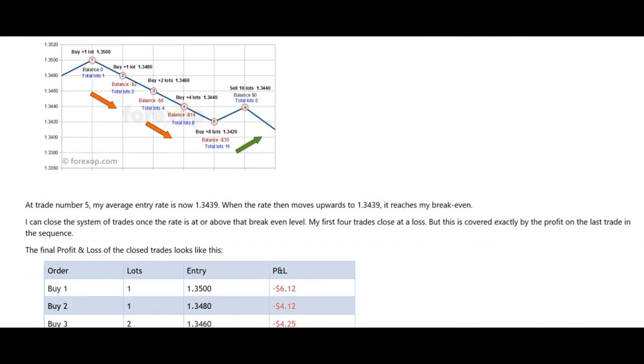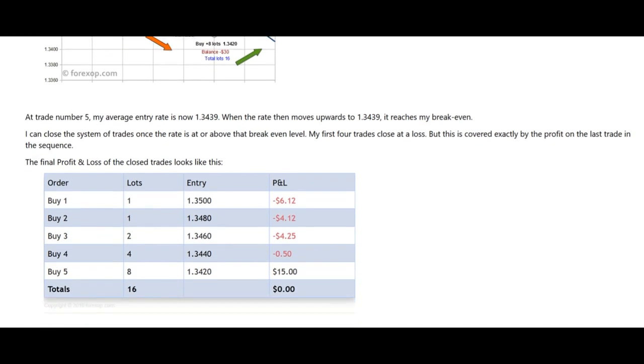So at trade number 5, my average entry rate is now 1.3439. When the rate then moves upwards to 1.3439, it reaches my break even. I can close the system of trades once the rate is at or above that break-even level. My first 4 trades close at a loss, but this is covered exactly by the profit on the last trade in the sequence. The final profit and loss of the closing trades looks like this.